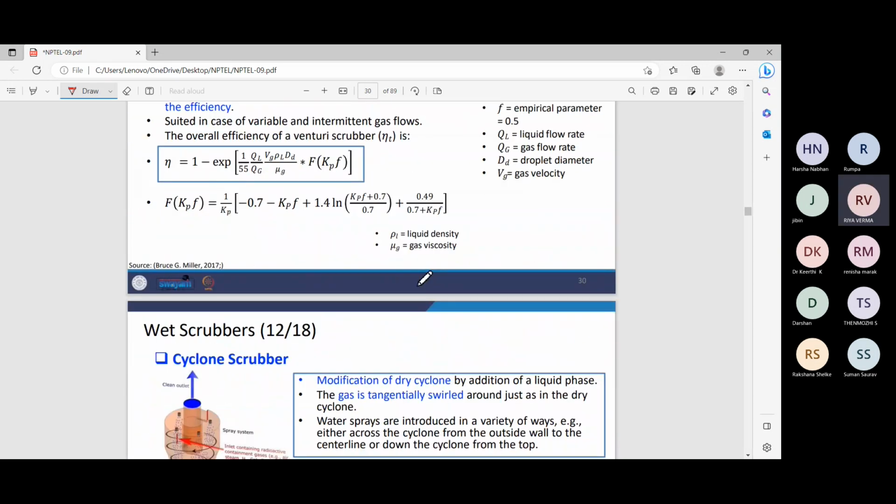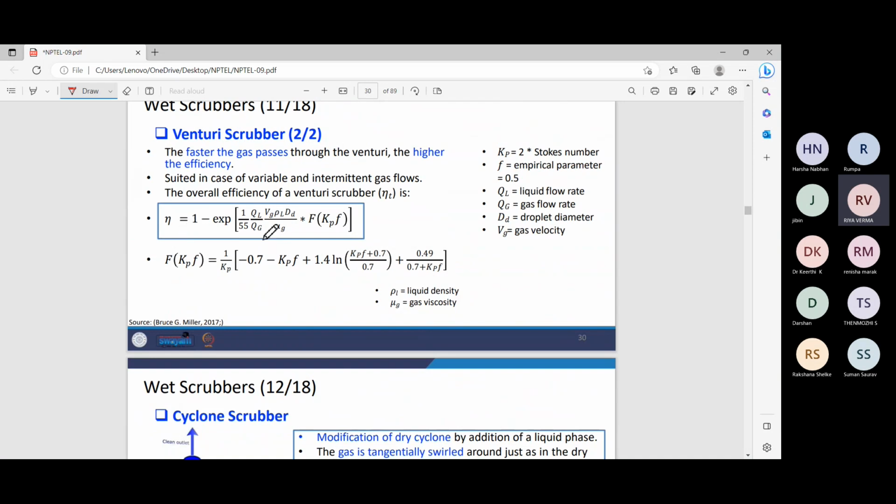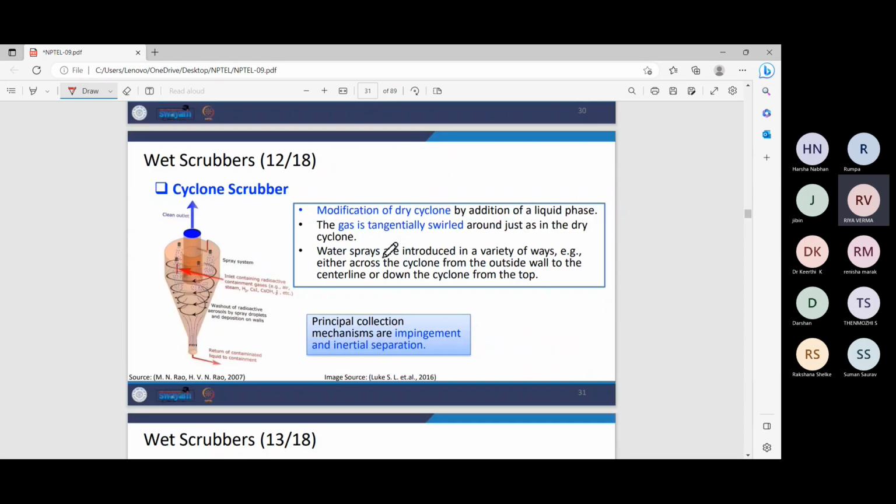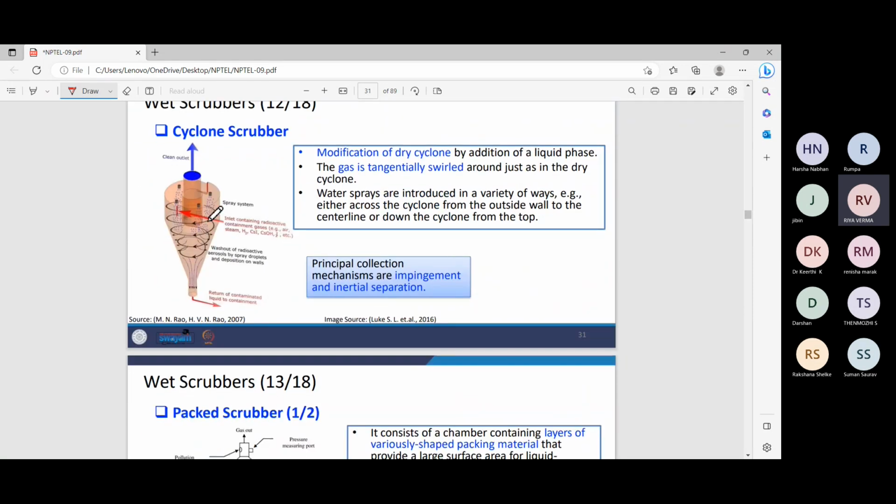Okay, now we have these Venturi scrubbers. This is your efficiency for your Venturi scrubbers. And now we have cyclone scrubbers. Here the gas is made to move in circular motions, and due to the circular motions we have centrifugal forces acting on the particulates, and they tend to strike the walls of this cyclonic chamber and come down.